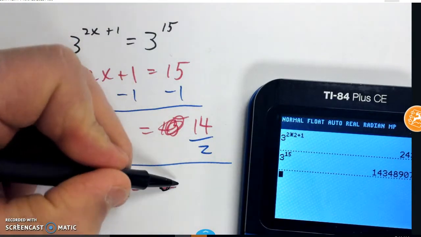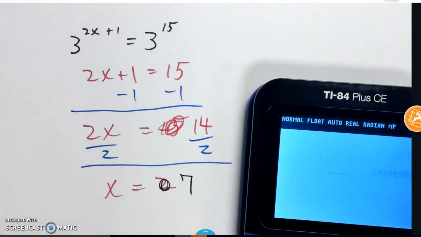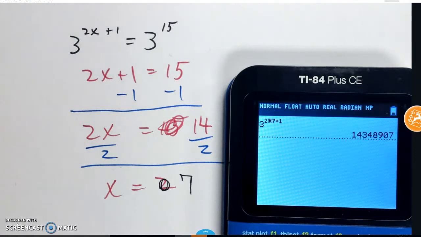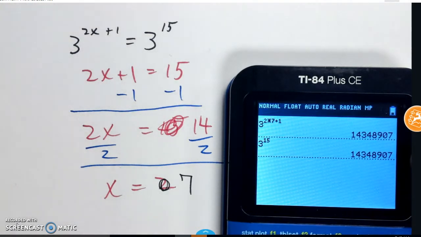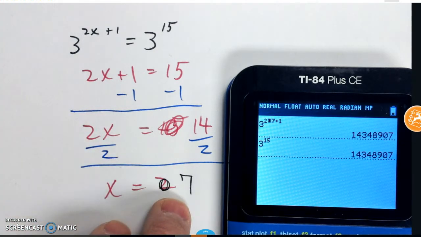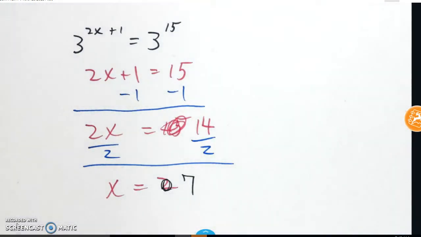14 divided by 2 is 7. Boy, it is Monday morning, isn't it? But that's why we check our solutions, because even math teachers make mistakes. So now let's try that check again. 3 raised to 2 times our answer of 7 plus 1 equals, that looks a lot better. Now the right side is 3 raised to the 15th power. Those two numbers are the same, so I'm good. Be careful, even math teachers make mistakes. That's why we always check our solutions.